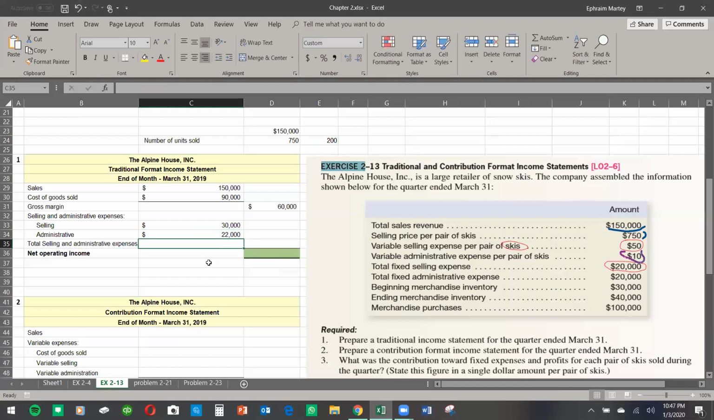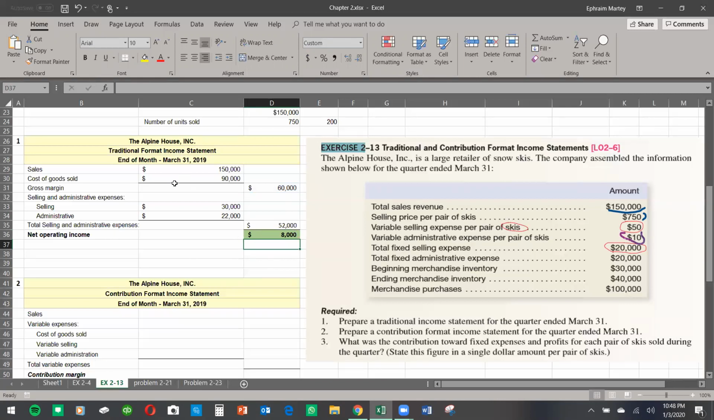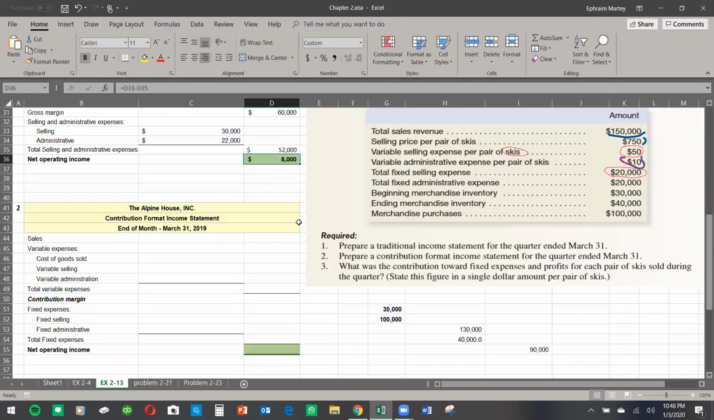That will give us 22,000. So total selling and administrative costs, we add these together, that will give us 52,000. Total selling and administrative expense will be subtracted from gross margin, which will give us 8,000. So net operating income, according to traditional format income statement, is $8,000.